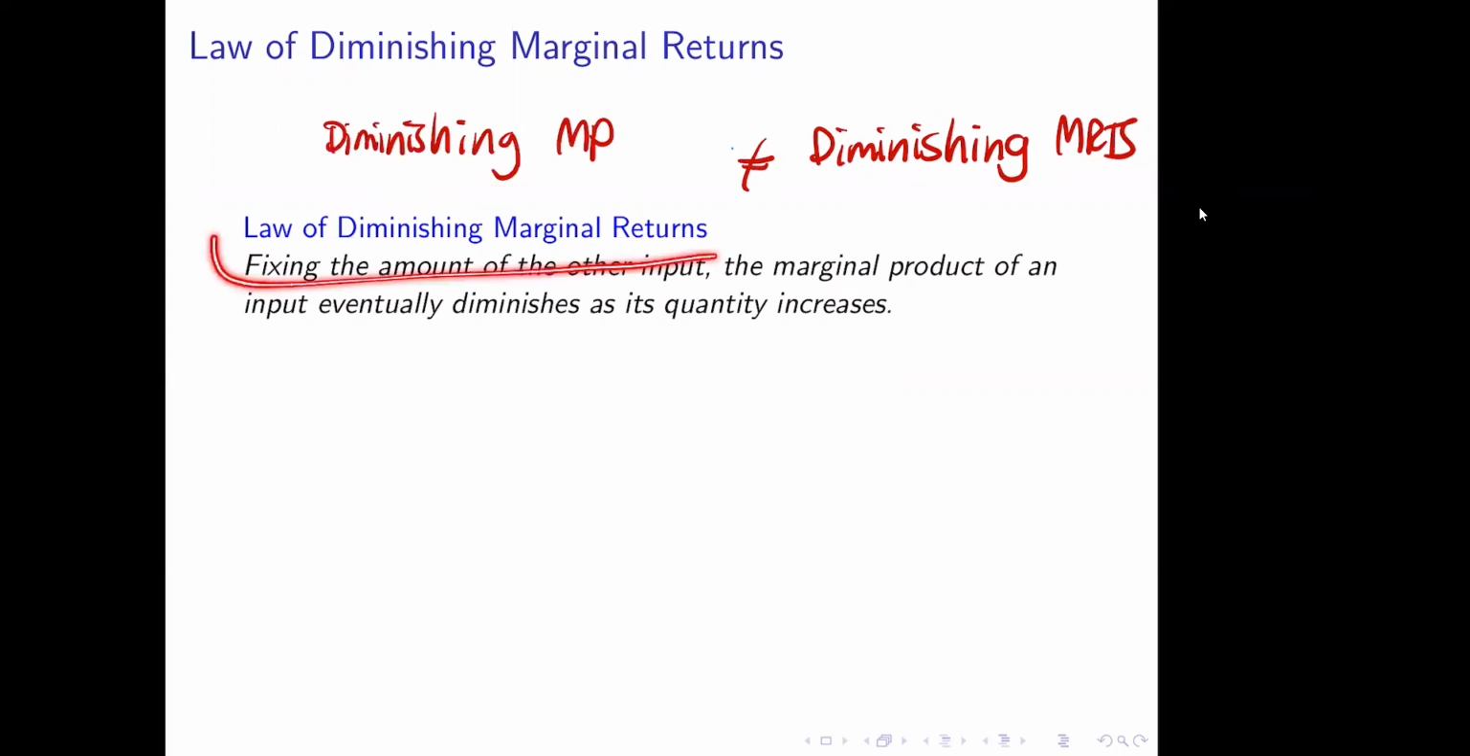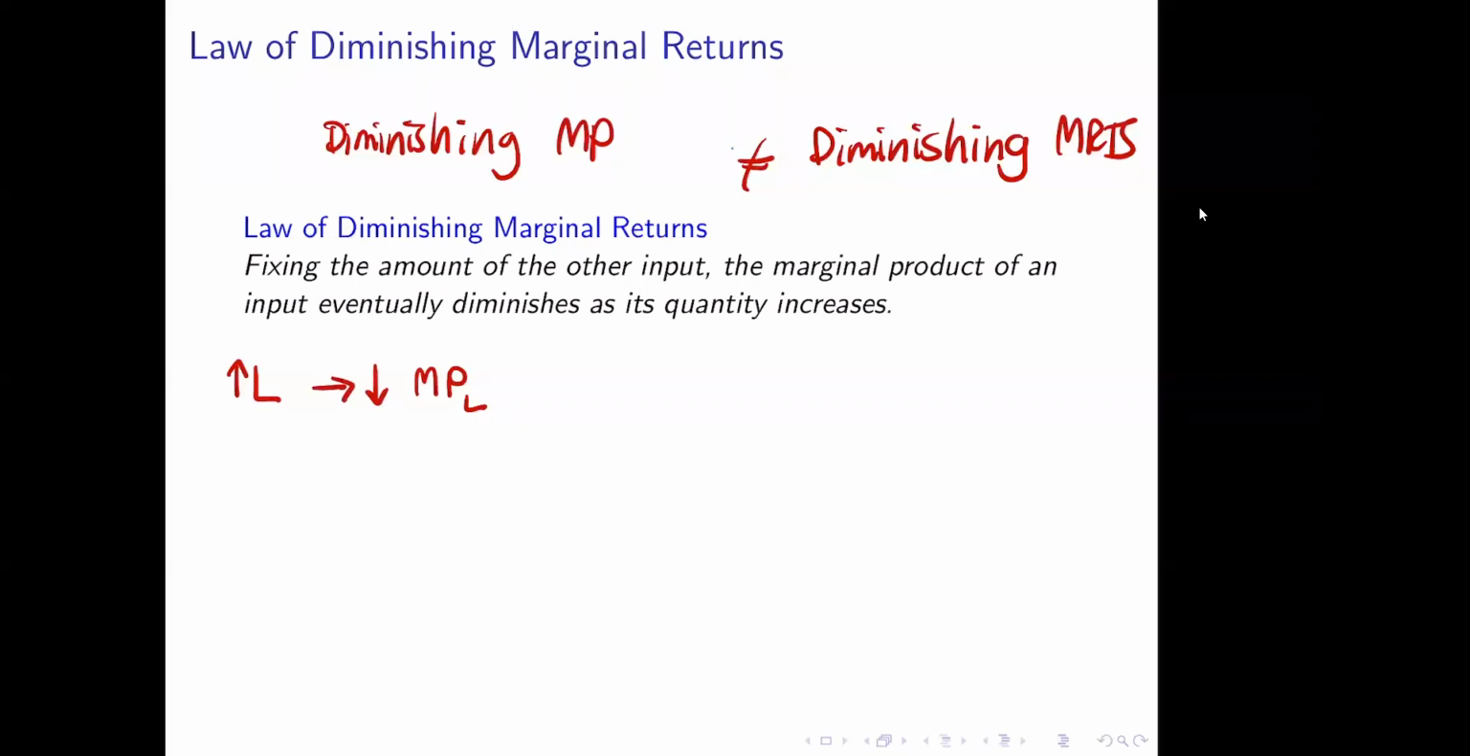So the law of diminishing marginal returns says that when we're dealing with two inputs, let's say L and K, if you fix the amount of the other input, the marginal product of an input eventually diminishes as its quantity increases. How do you interpret this? If I have the marginal product of labor, I have to hold K constant. So when I increase L, my marginal product of labor will fall.